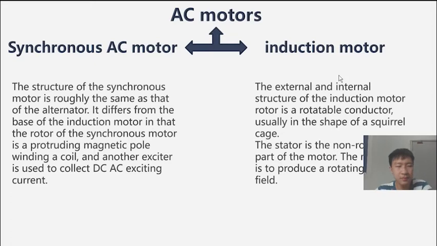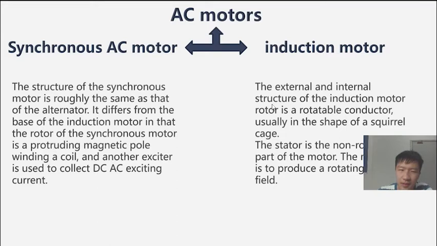Synchronous AC motor. The structure of the synchronous motor is really the same as that of the alternator. It differs from the induction motor in that the rotor of the synchronous motor is a protruding magnetic pole with a coil, and another exciter is used to supply DC exciting current.